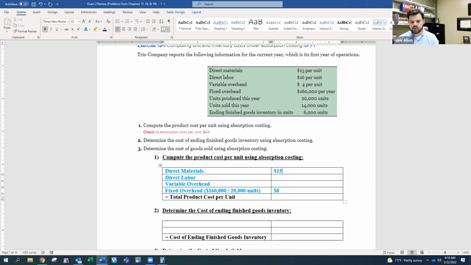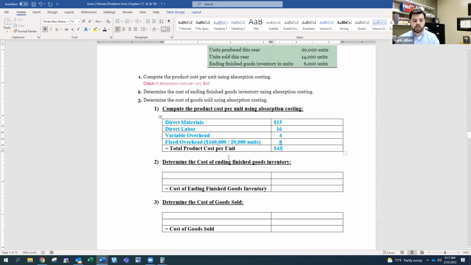Everything else is given to us: 15 plus 16, and then 4, and then of course the 8. So 15, 16, 4, and then the 8. Okay. At this point, we can go ahead, total that up. Comes out to $43. Determine the cost of ending finished goods inventory. Well, you just figured out the cost per unit. So we've got our total product cost per unit. Well, that's 43. That's what we just did.